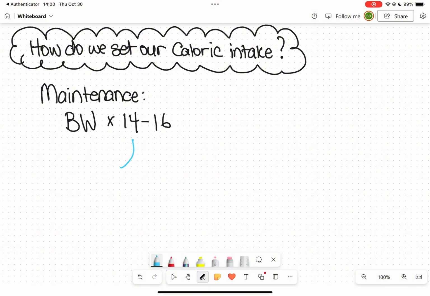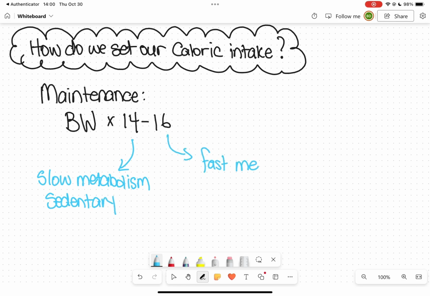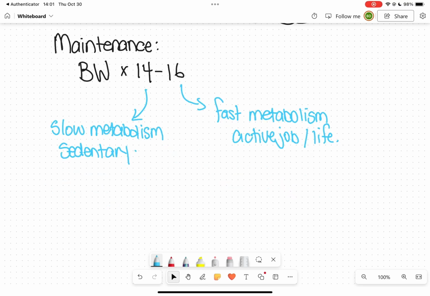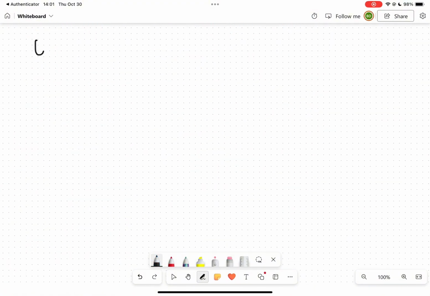Starting off, you're going to take your current body weight and multiply that by anywhere between 14 and 16. 14 is on the lower end, for people who think they have a slower metabolism, maybe aren't as active during the week, or work a sedentary job. Use 14 to be on the safer side. On the higher, more aggressive end, we look at 16. This number is for people who have a faster metabolism, a more active job, maybe training 3 to 5 times a week. This is more for the active, athletic individual.